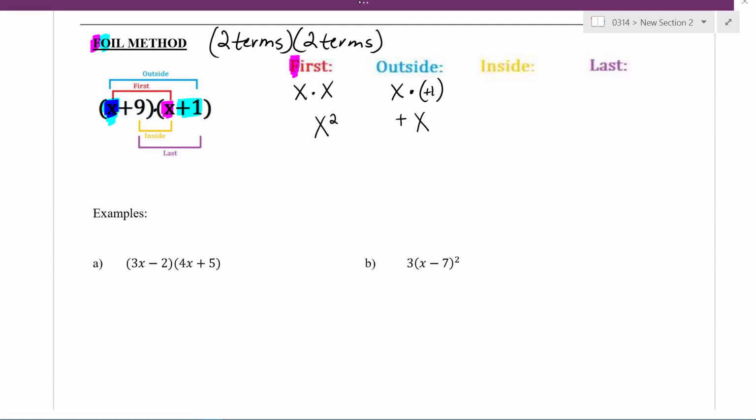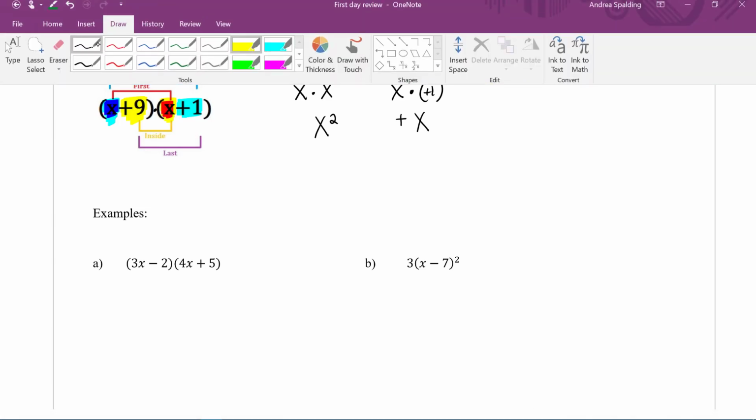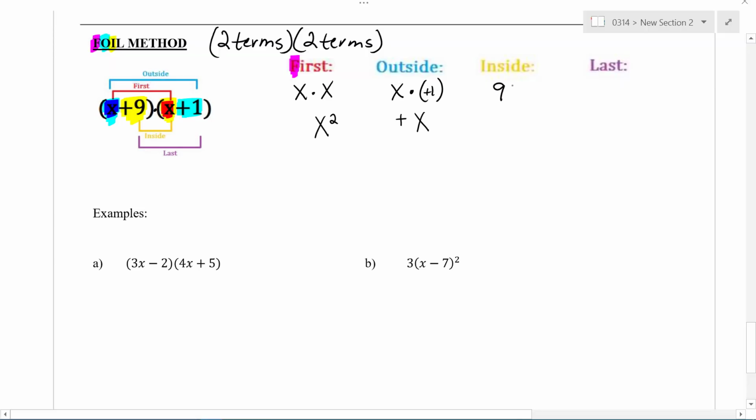Okay, now call it FOIL. The next one is the I, so it's the inside. So we say the inside two terms, so that's going to be the positive 9 and that positive x. So we're going to multiply the two inside terms. Positive 9 times a positive x. That gives me a positive 9x.